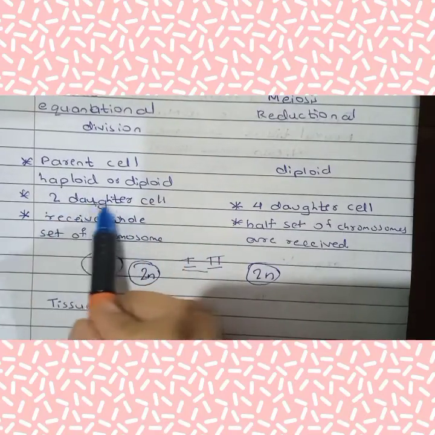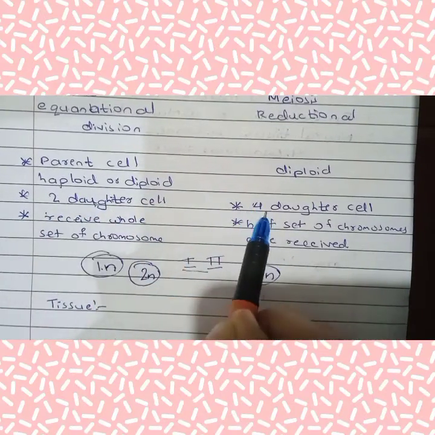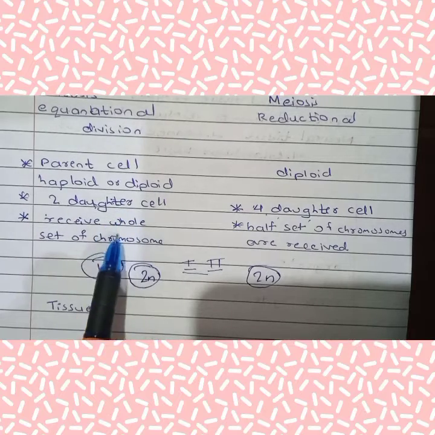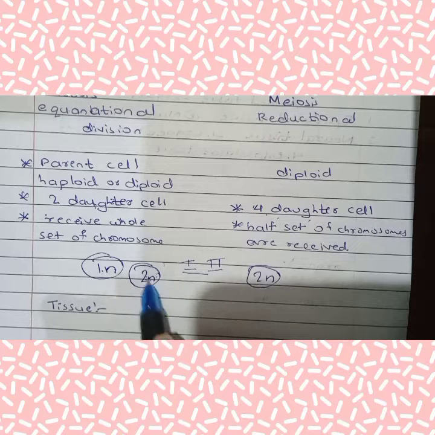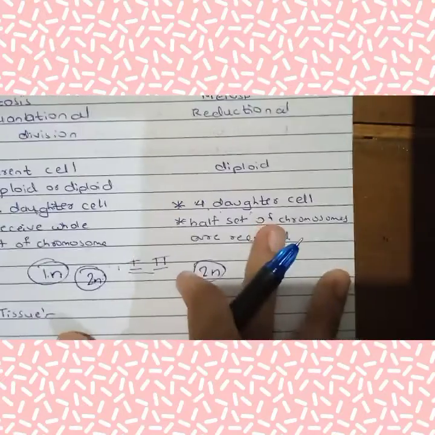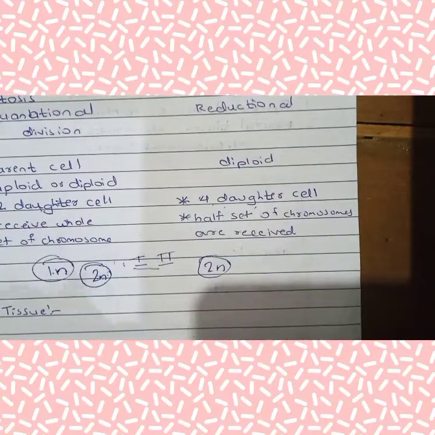Now, in mitosis they form two daughter cells, whereas in meiosis they form four daughter cells. In mitosis they receive the whole set of chromosomes. So if the parent cell has two chromosomes, then the daughter cells get the same number, whereas in meiosis they receive only half the set of chromosomes.